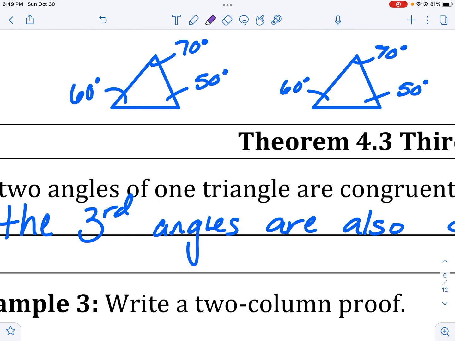So if I know that the two angles are already congruent, then because both triangles have to add to the same number, right, they both have to sum to 180, those angles must sum to 180, then I know that the third angles must be congruent. They must be 60, and that is a corollary of the triangle sum theorem.